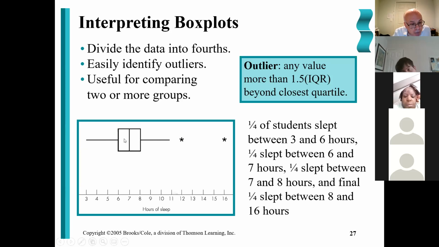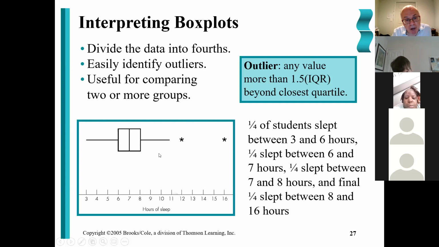You could also say that half the students slept between 6 and 8 hours. This is called the middle 50%. The IQR tells you the length of the middle 50%. This is the middle 50%. So you could say 50% slept between 6 and 8 hours. 50% slept between 7 and 16 hours.